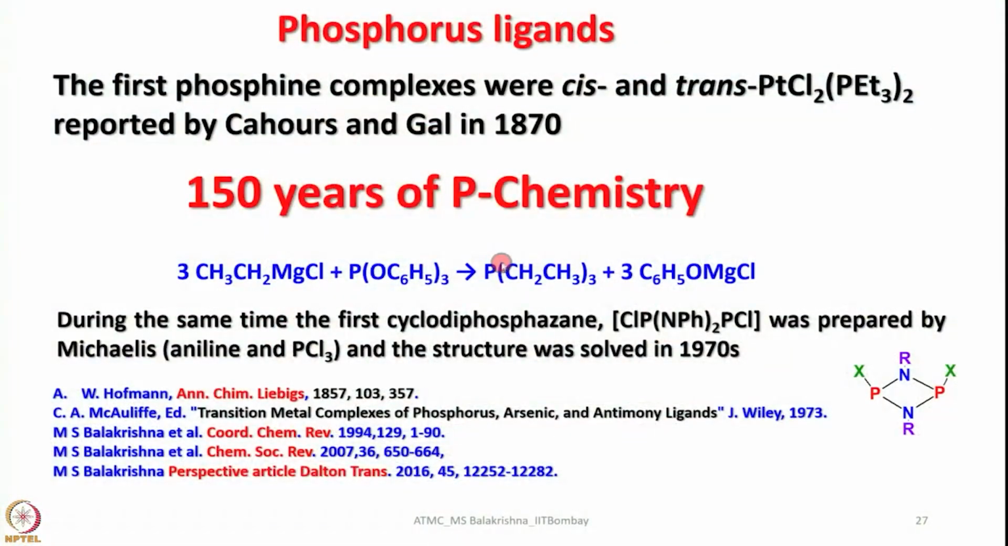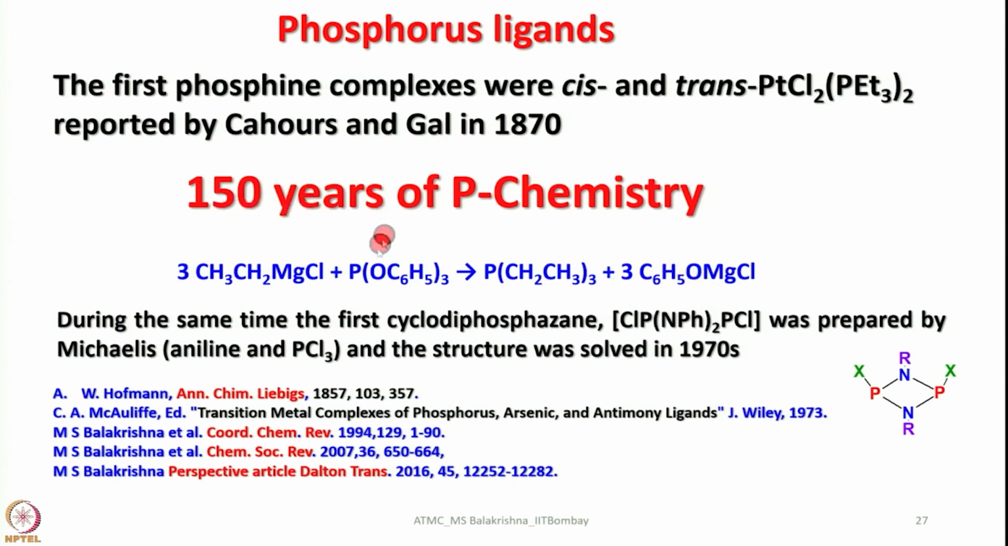class of ligands, that is called phosphines. You may be surprised to know that phosphines were known for almost 150 years, and the first phosphine complex of platinum, bis(triethylphosphine)dichloroplatinum, both cis and trans, were reported in 1870. That means we have a history of 150 years for phosphine chemistry or phosphine complexes, and how this was made. This phosphine was made initially as can be seen from this one. Ethyl magnesium chloride was treated with triphenyl phosphite to form triethyl phosphine through the elimination of this one.